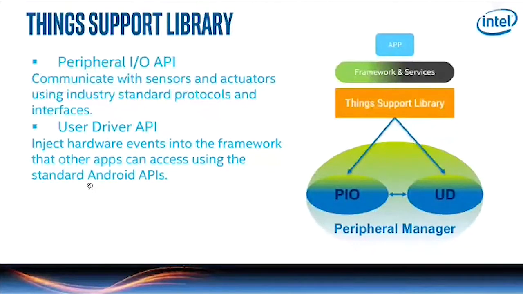So Peripheral I/O is the low layer, and the user driver encapsulates these APIs on top and injects whatever events, whatever information you get from sensors or input devices or GPS, into the framework. So Java applications can register to these events and act accordingly. So it's more of one on top of each other.